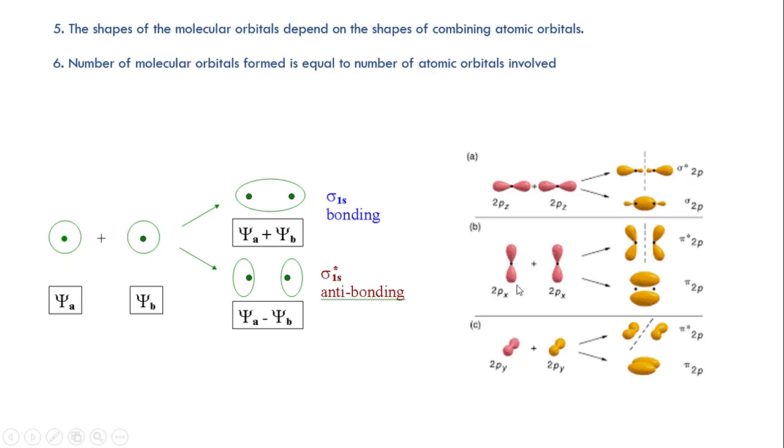And when the vertical overlapping takes place, if these two lobes of the dumbbell shaped atomic orbitals are combined, it results in the formation of a bonding molecular orbital. Since the pi clouds are combining vertically, pi bonding takes place, and the subtraction of these two atomic orbitals will give the anti-bonding molecular orbital, which is represented with the pi star.